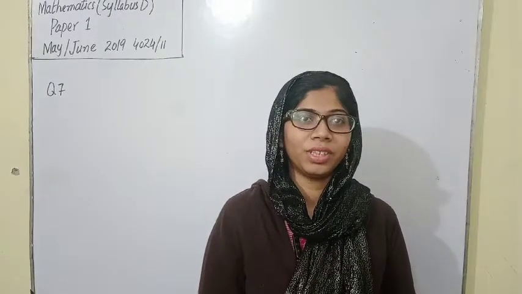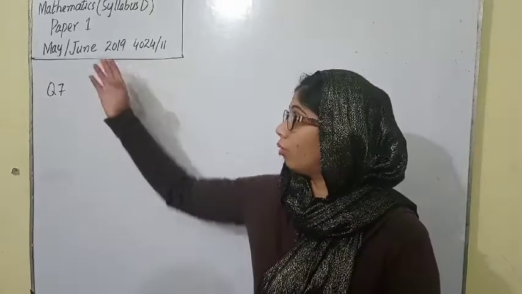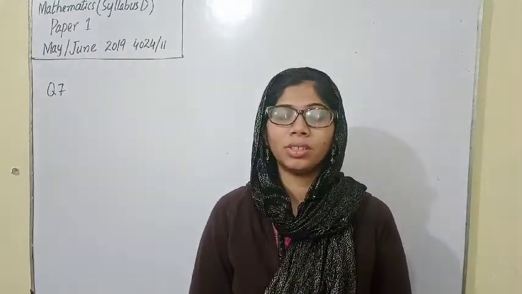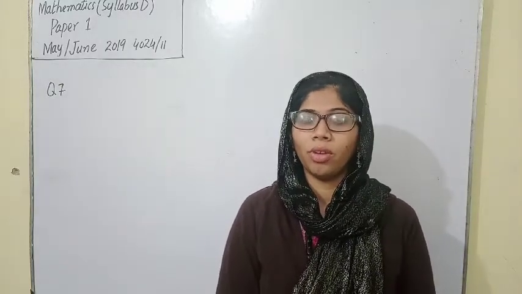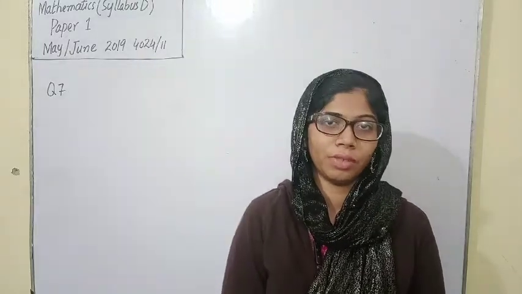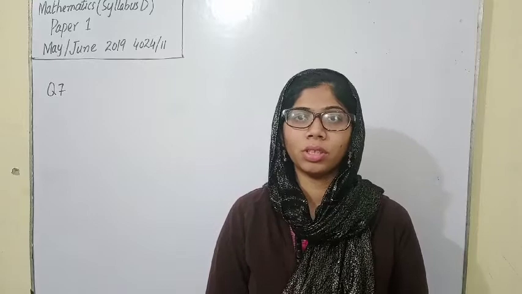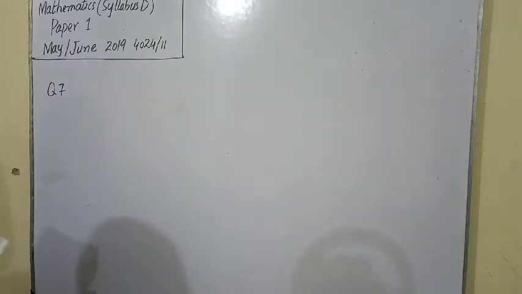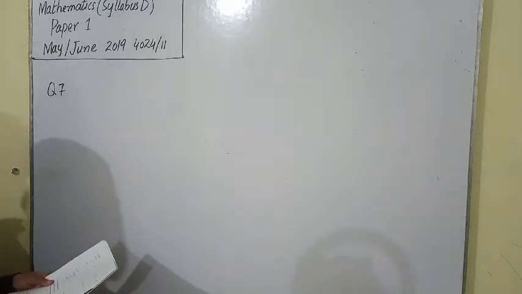Assalamu alaikum dear students. As we have discussed the paper 1 May June 2019 and we have solved 6 questions in our previous video, and now we are going to discuss question number 7. So first of all I would like to tell you about the statement of question number 7 and we will solve it. So the question is, Yasmin swims at her local swimming pool.